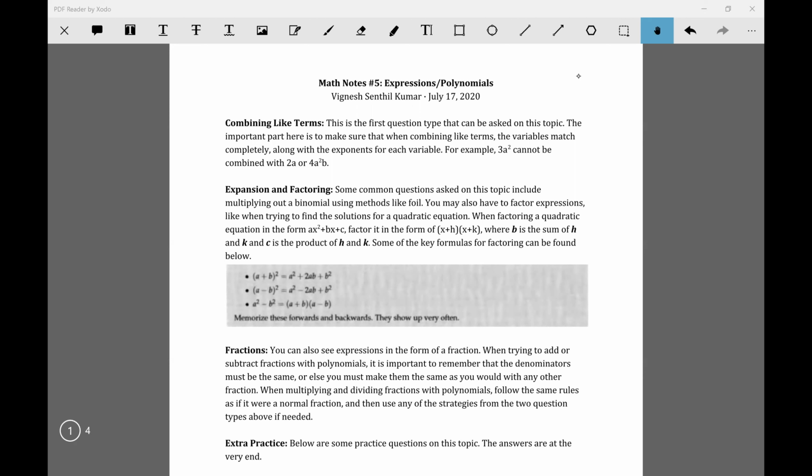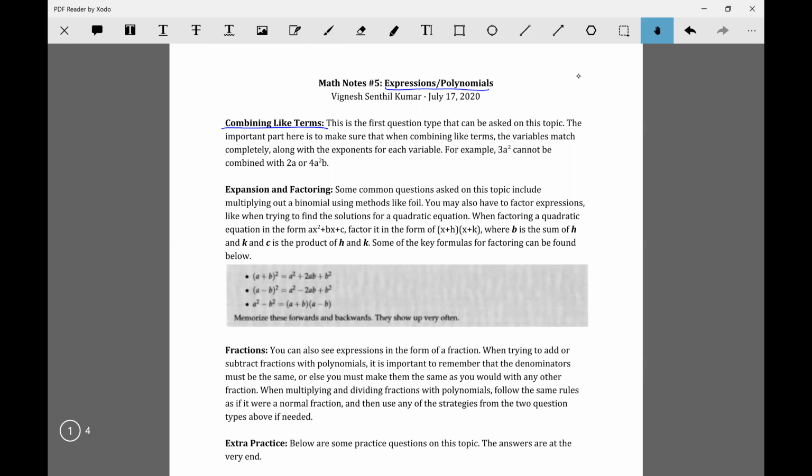So today we're going to be going over expressions and specifically polynomials. There's three different question types in this. The first one would be combining like terms, and this is basically where they'll give you two expressions and they'll ask you to add or subtract the two expressions, and in that case you have to combine like terms.